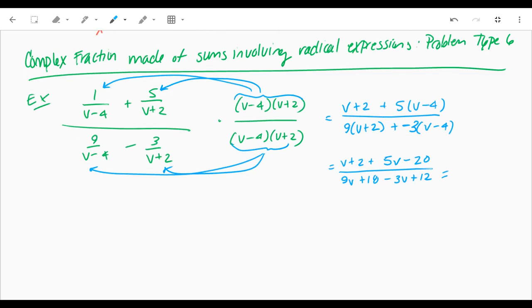We'll combine our like terms. So we got 6v minus 18 over 6v plus 30, right?